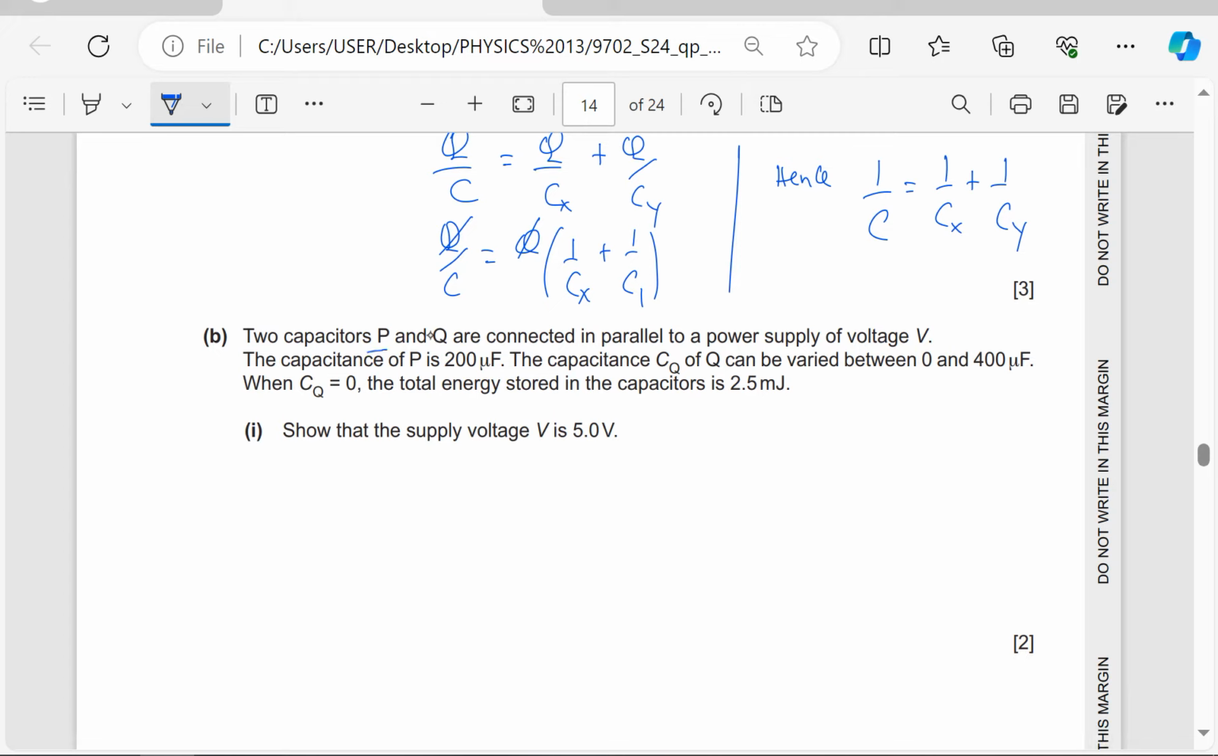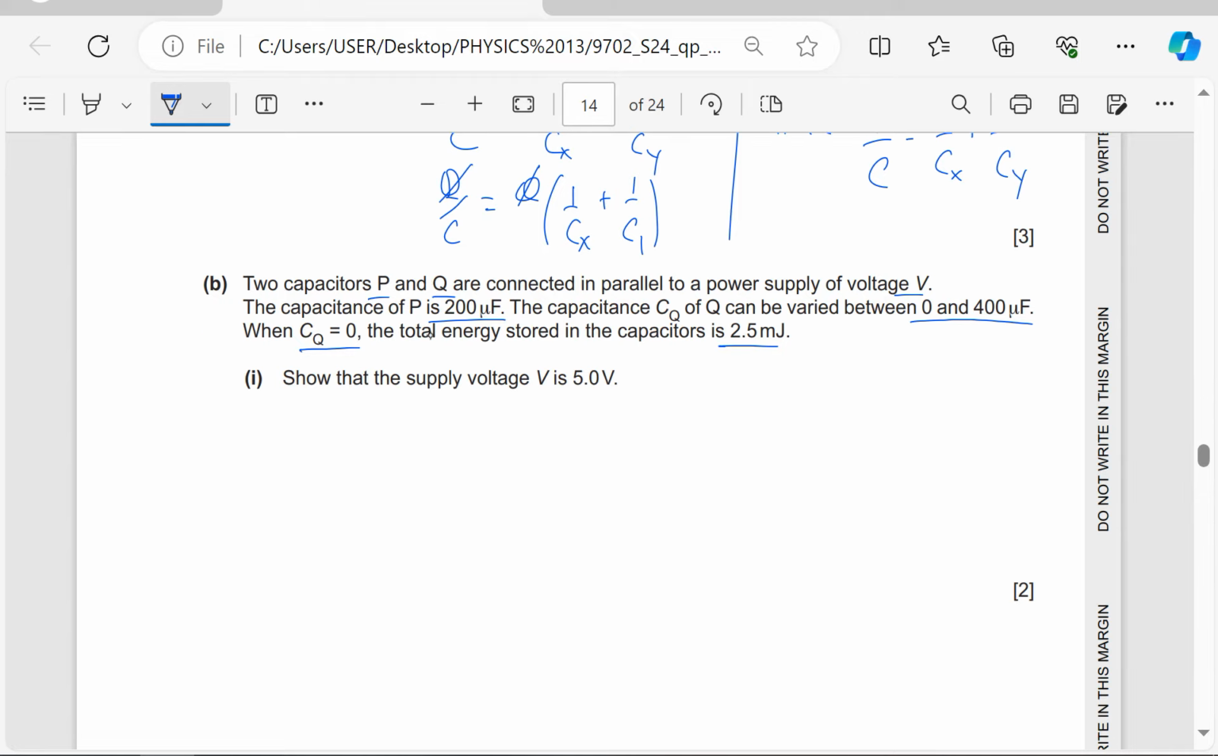So two capacitors P and Q are connected in parallel to the power supply voltage V. The capacitance of P is 2000 microfarads. The capacitance CQ of Q can be varied between 0 and 400 microfarads. When CQ is 0, the total energy stored in the capacitor is 2.5 millijoules. CQ is 0. So it means total capacitance is just 200 microfarads. So show that the supply voltage is 5 volts.